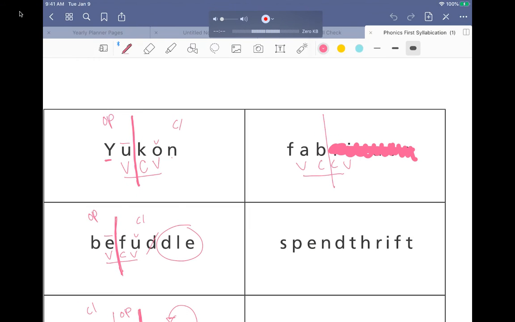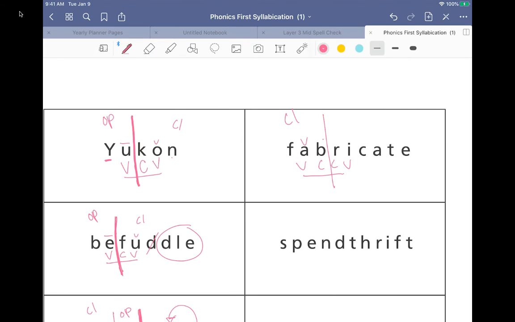Okay, so I pretend that everything after FAB doesn't exist, right? And I'm left with just this FAB right here. I have to decide if it's open or closed. It is closed because I have a consonant after the vowel, so my A is short. It says a, so this says fab, okay? All right, let's keep going.